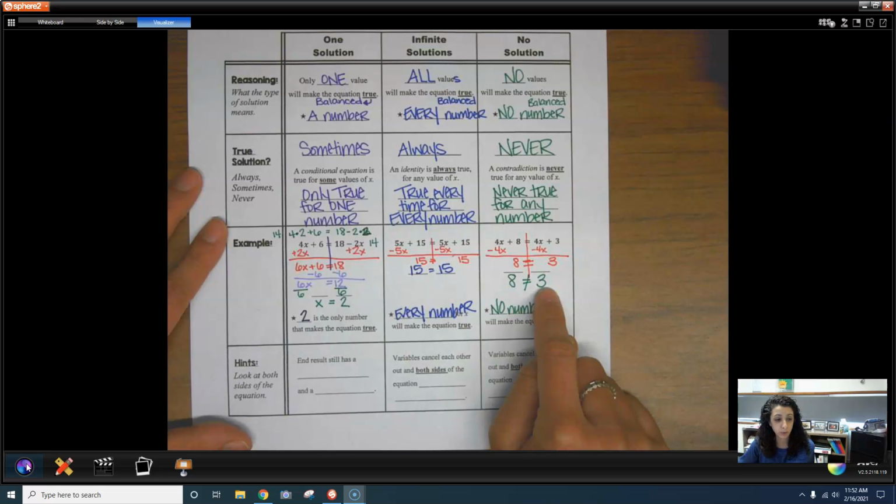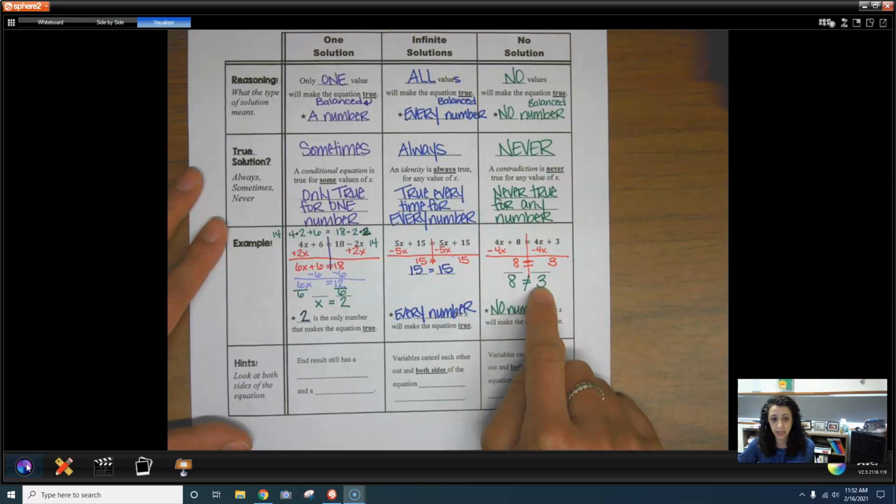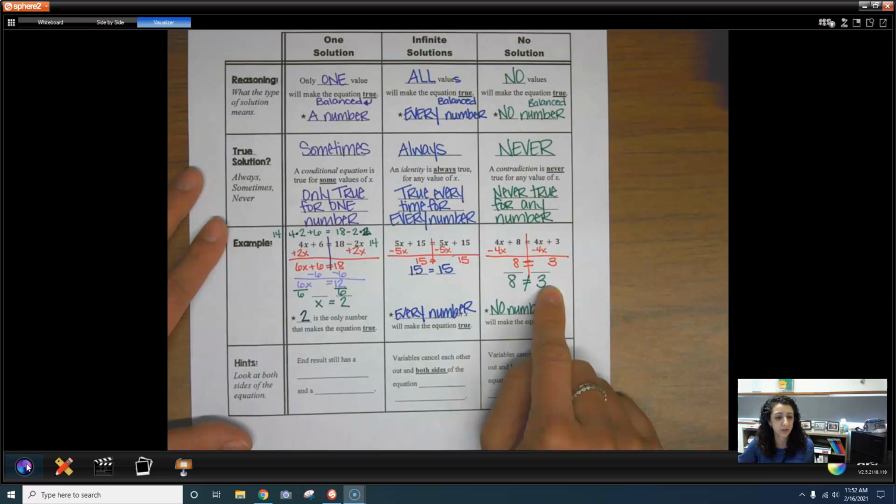The third example was no solution because the two numbers did not equal each other, which I noted with this not equal to sign. And no matter what I did to each side, it has to be the same thing. 8 would never equal 3. These two numbers would never equal each other. It leads with a false statement or a contradiction, okay?